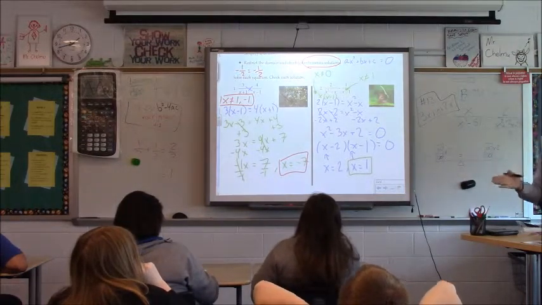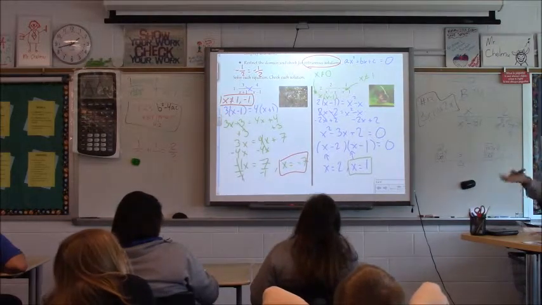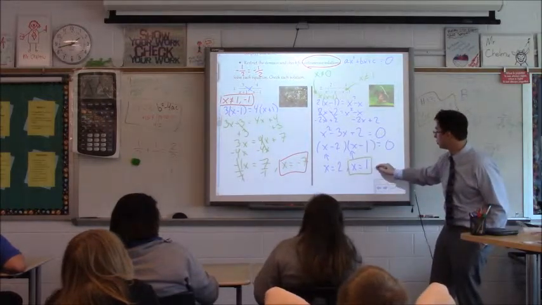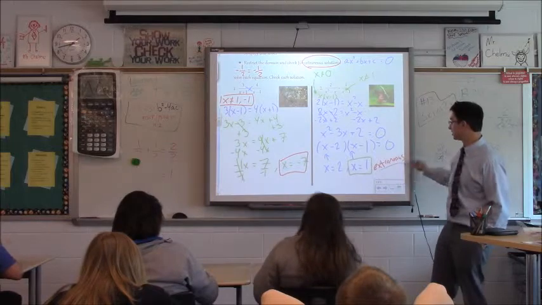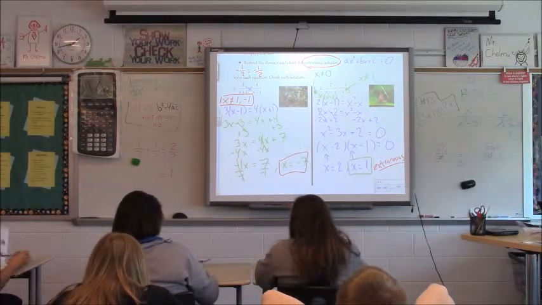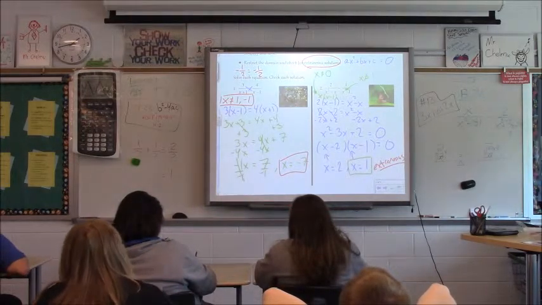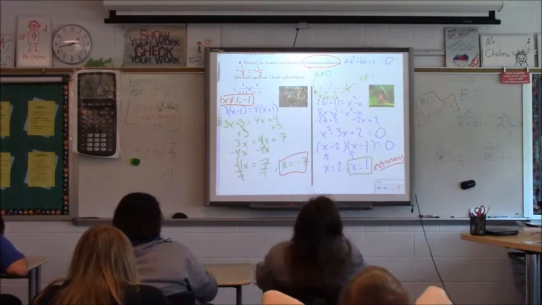So extraneous means beyond. It means a solution that's beyond the scope of what's possible. So we're going to label this solution here extraneous, because it does not work. It's restricted. All right. Any questions so far on number 1, number 2? We just label it, that's it.